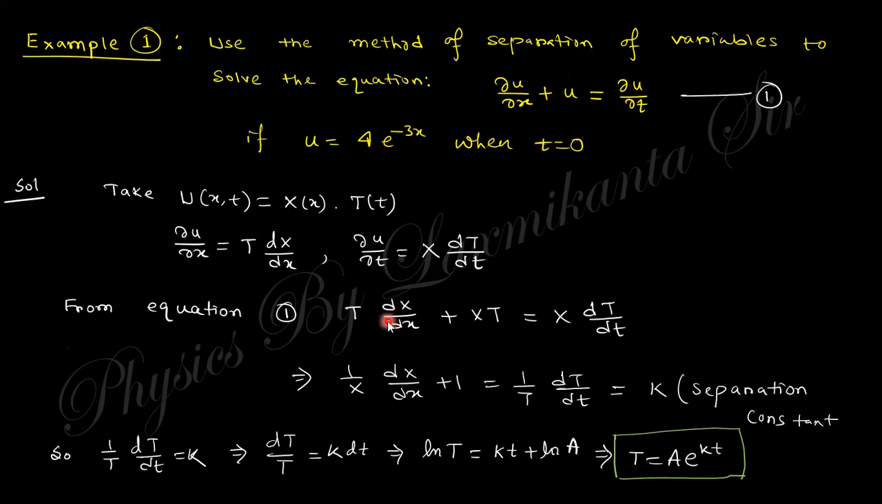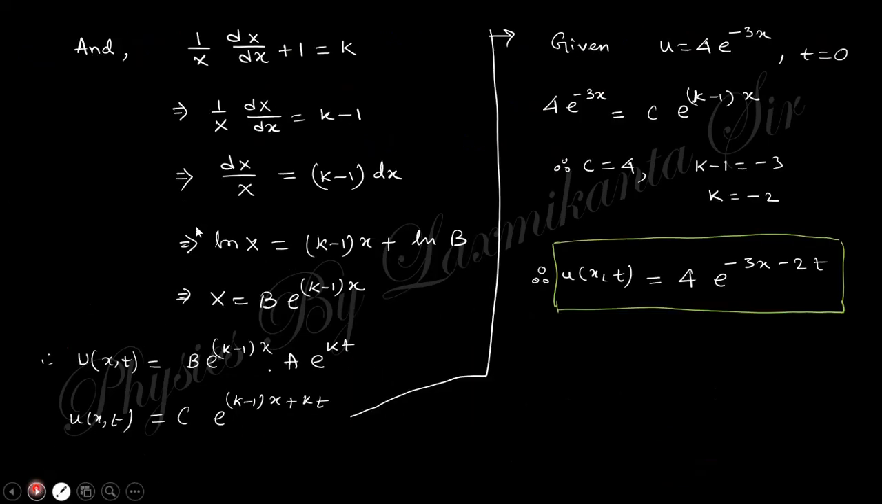Put this value in equation 1 and you get this one, and dividing by XT you get 1 by X times this, and this is 1 by T times that. Take this as a separation constant, so this will be like that. Take the T portion, with small t and capital T, separated out. Then integrating, you get ln T equals kt, and taking the constant, T equals a e to the power kt. In the next portion, that is 1 by X dX by dx, that is, d capital X by d small x, plus 1 equals k.